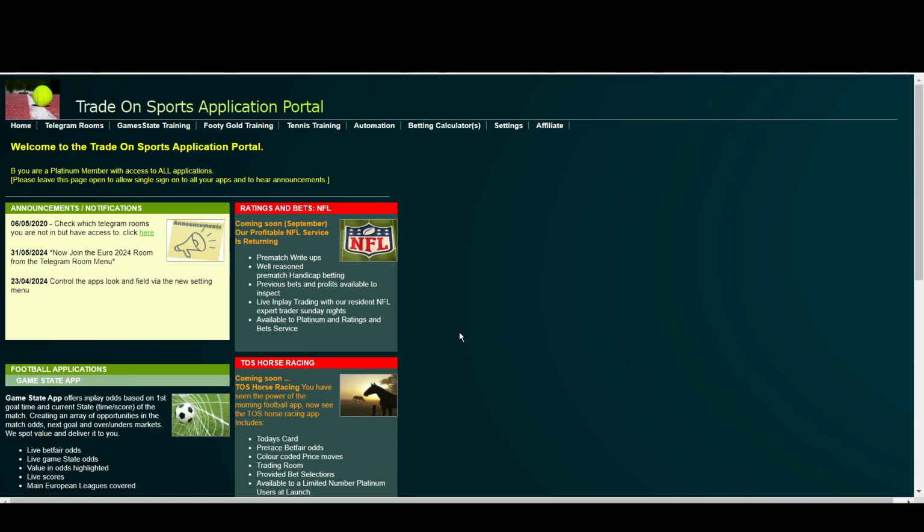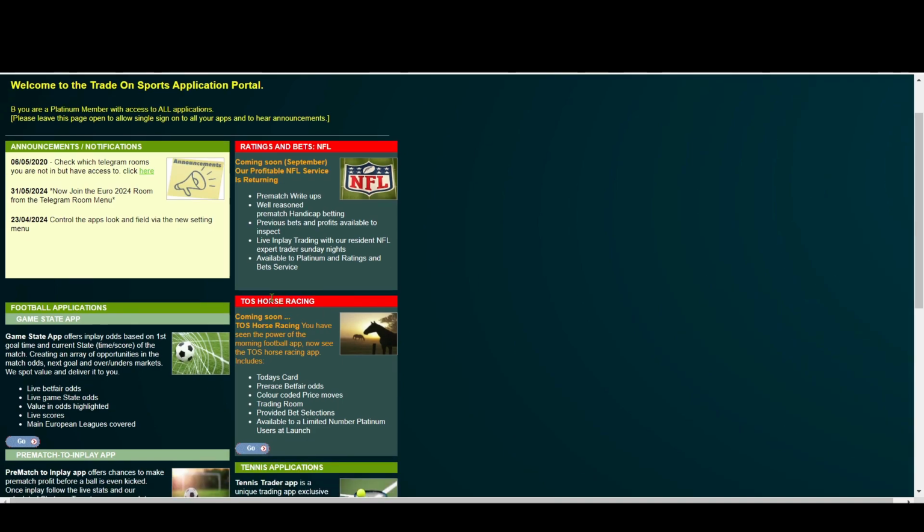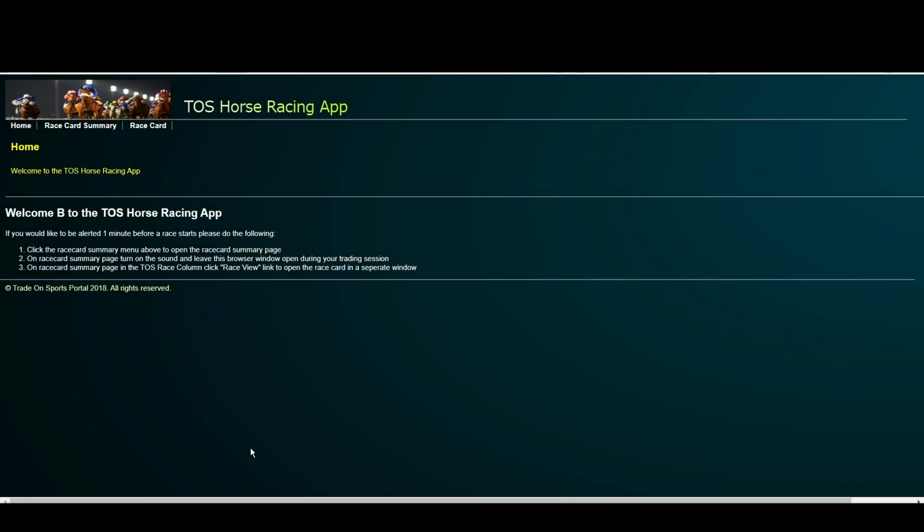So after you've logged in, you'll have seen on your right side the Trade on Sports horse racing. So we're just going to go ahead and open that up. Now what I'm going to do in this session is go through the console for you. It's very straightforward, and then afterwards we're going to go racing, and we're going to be using an alert during the course of that racing, which I'll explain to you in this video.